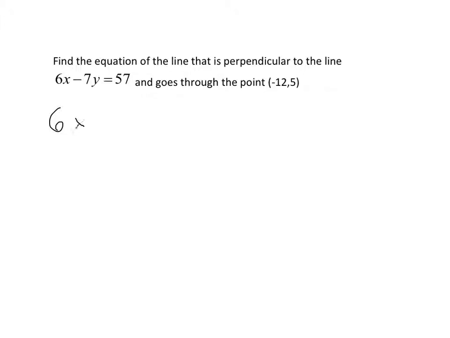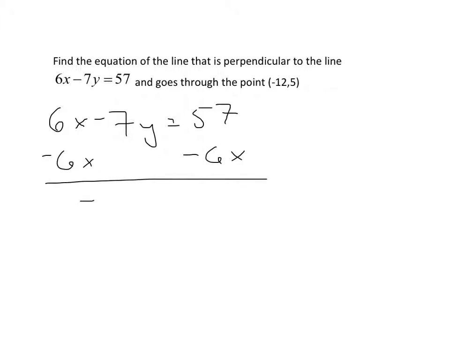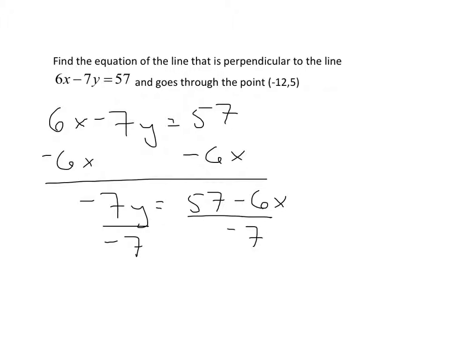So 6x minus 7y equals 57. I'll put it in slope-intercept form to find the slope. Subtract 6x from each side. So negative 7y equals 57 minus 6x. Divide by negative 7. And y equals this ugly fraction here, negative 57 sevenths, but I don't care. The y-intercept doesn't matter to me. All I'm after here is the slope, plus 6/7 x.